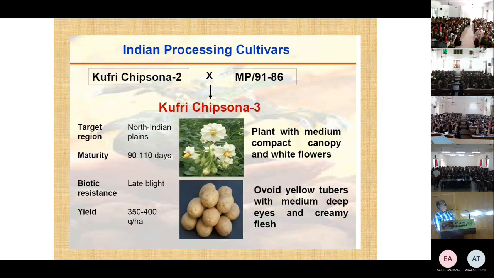Next, Kufri Chipsona 3. It is a cross between Chipsona 2 crossed with the MP bar 91-86. Plant with medium compact canopy and white flowers. The tubers are ovoid in shape with medium deep eyes and creamy flesh. This is also resistant to late blight, 350 to 400 quintals per hectare.